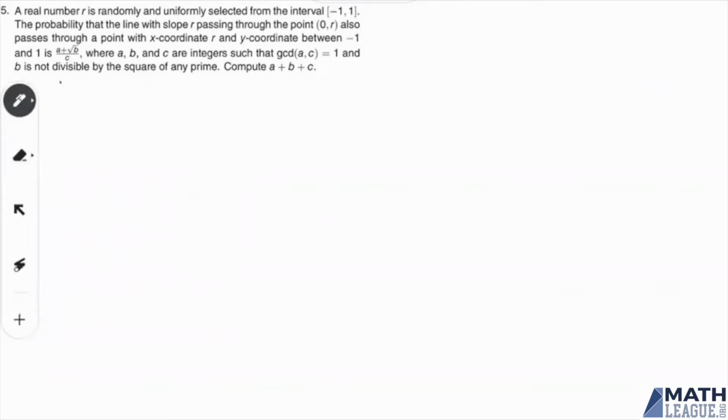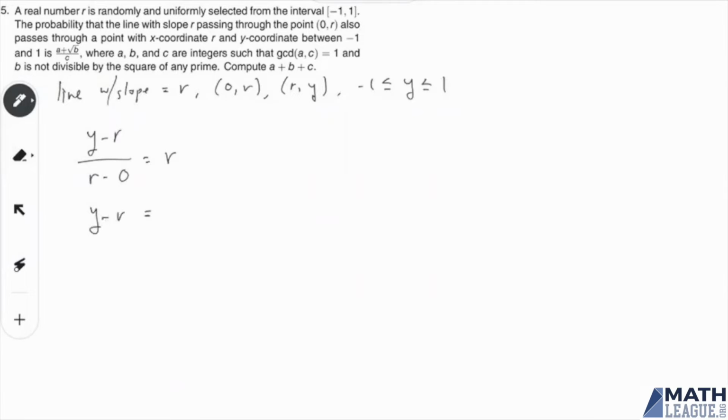So we're given a line with slope equal to r, with two points: (0, r) and (r, y), where y is between -1 and 1. We'll assume that's inclusive. If it were exclusive, it wouldn't affect the probability at all. We can use the slope formula: y minus r, change in y, over r minus 0, change in x. That's equal to r. So that's our slope of that line, parameterized by y being between -1 and 1.